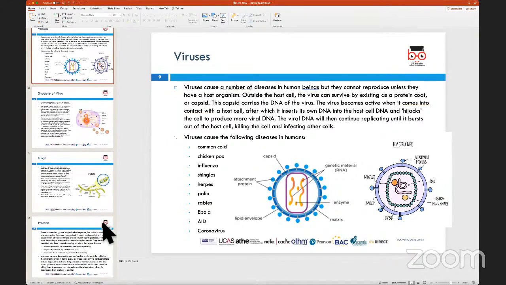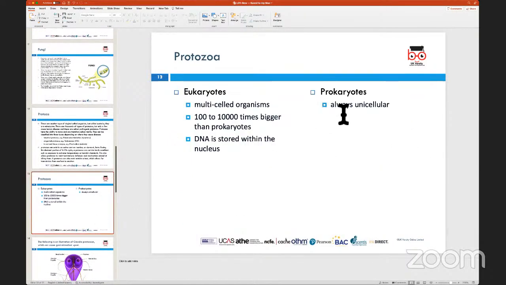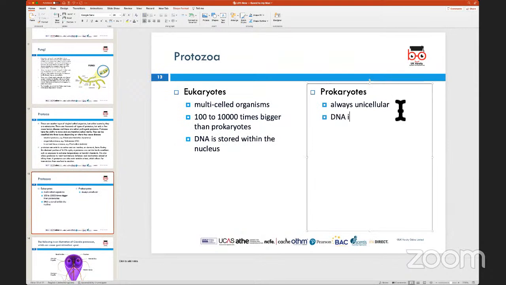And when we talk about the prokaryotes, here the genetic material, DNA, is stored in the cytoplasm, which helps in the replication or reproduction of the cells when they start causing infection. So this is a difference between the two types of cells that we get to see when we talk about protozoa in particular. So when we talk about protozoa, we look at prokaryotes and eukaryotes.